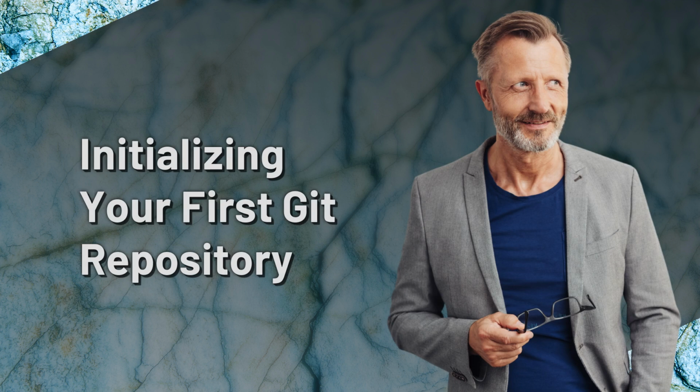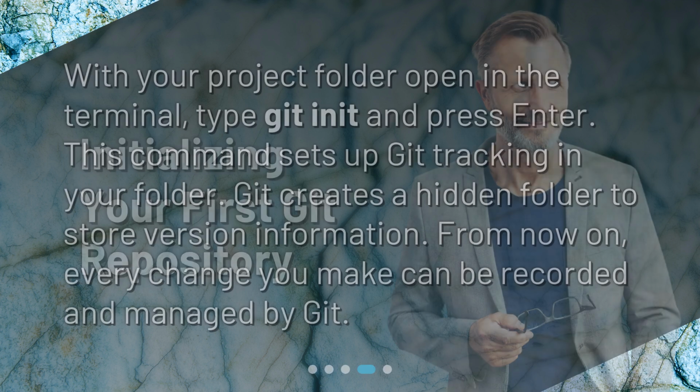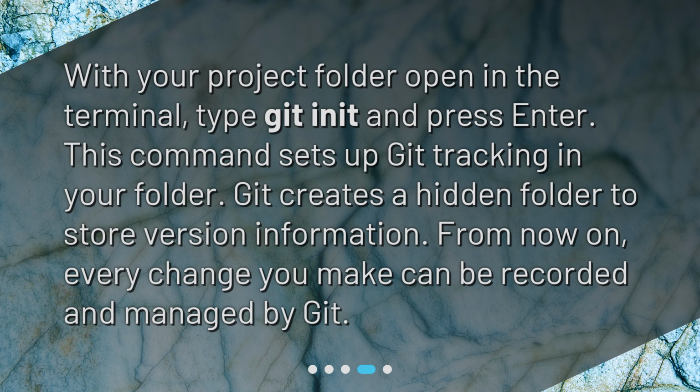Initializing your first Git repository. With your project folder open in the terminal, type git init and press enter. This command sets up Git tracking in your folder. Git creates a hidden folder to store version information. From now on, every change you make can be recorded and managed by Git.